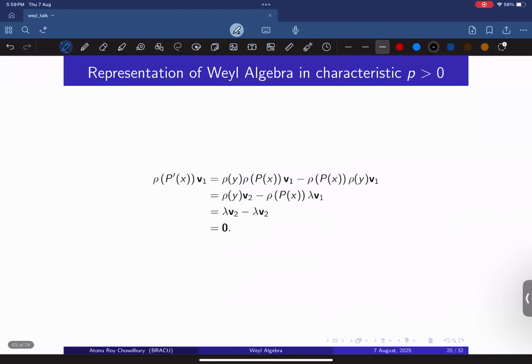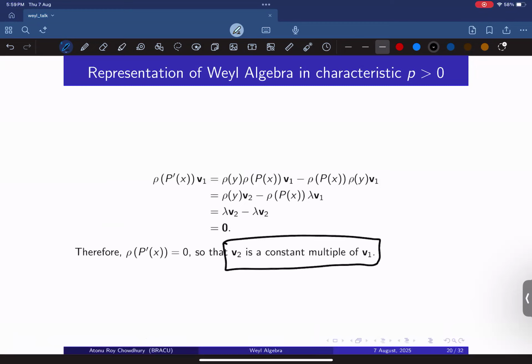Since this quantity is 0, that means rho p prime of x has to be a 0 operator. So what does this mean? The derivative of a polynomial is 0. That means the original polynomial has to be equal to some constant. So therefore, v2 is a constant multiple of v1. So we have only one eigenvector, only one linearly independent eigenvector.